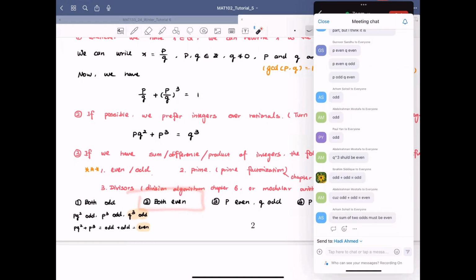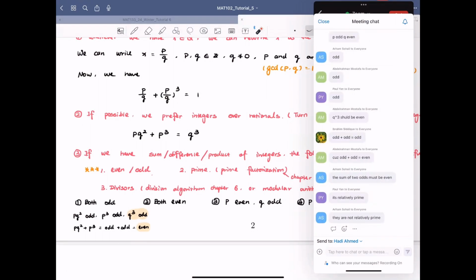What about the second case? What's the contradiction here? Anyone? If they're both even, that is correct. Okay, so that's why we need relatively prime. Both even, not relatively prime anymore. Okay, not relatively prime. And the third and fourth cases, you guys can deal with them yourself. Cool. It's similar to case 1. You need to discuss all 4 cases. Okay.